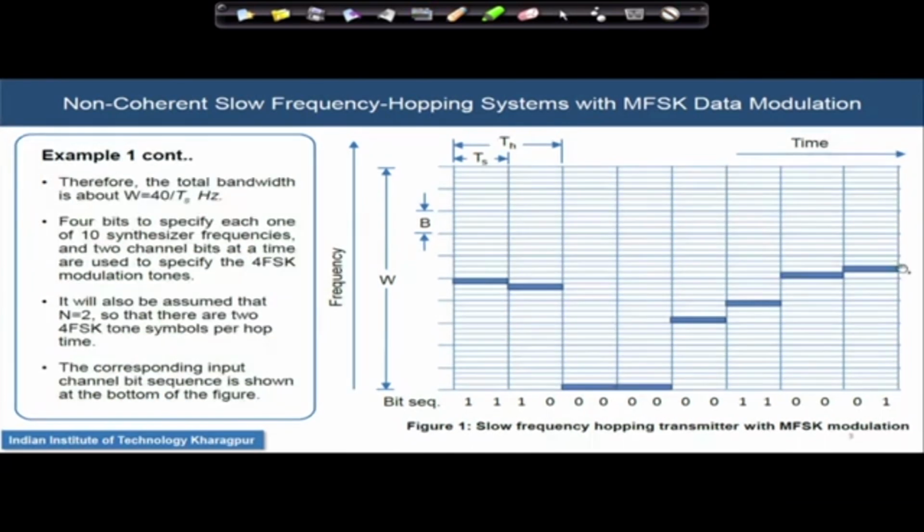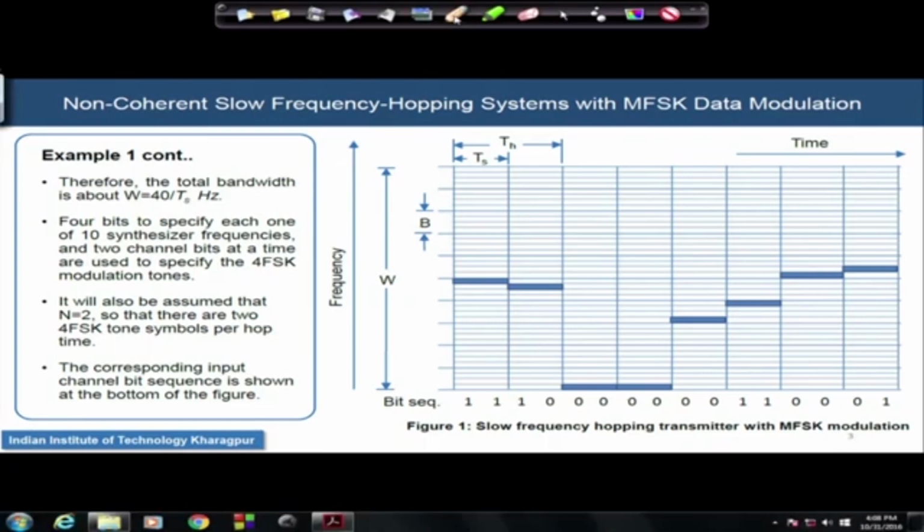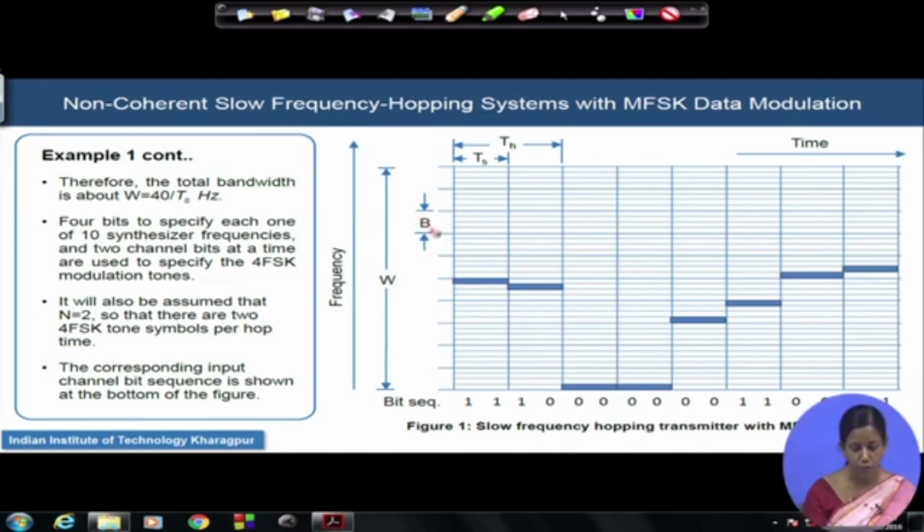We are continuing in this slide the discussion of the previous one. As we have understood, the whole bandwidth will be the multiplication of your capital B, that is the modulation bandwidth, multiplied by the number of such stages you are having. Finally, this W, in our case, as we are having 10 different channels to hop, and per channel we are having 4 different frequencies to choose. Hence, the total bandwidth capital W will be equal to 40 divided by Ts.